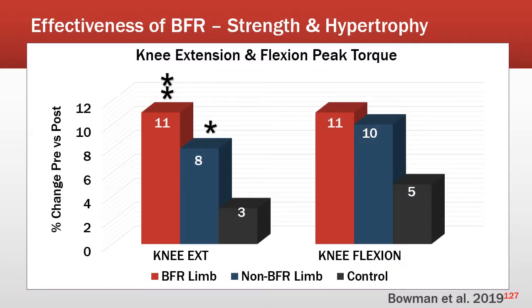Okay, so knee extension and flexion. So now we're considering strength. You can see that knee extension strength statistically significantly improved for both the BFR limb and the non-BFR limb. Yes, there's improvement in knee flexion. However, it was not as significant as it was. It didn't meet statistical significance as it did with the knee extension group.